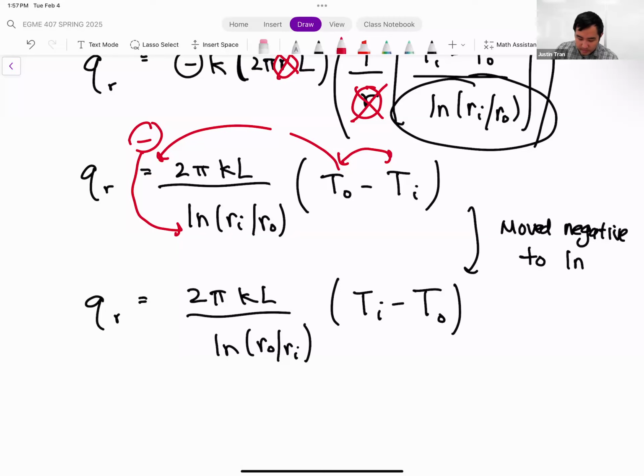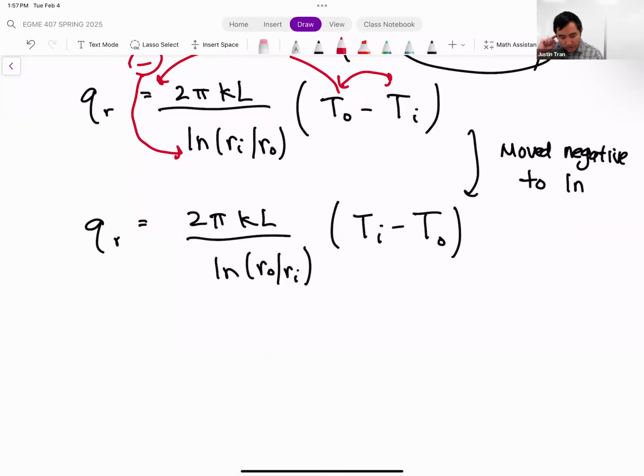All right, now that we have this, the reason I do this is because outer radius is usually bigger than inner radius, and so I just want to make sure that logarithm is going to be positive. You'll see why that's important in just a second. Because now what do we have here? On the left-hand side of this equation, we have heat transfer rate.